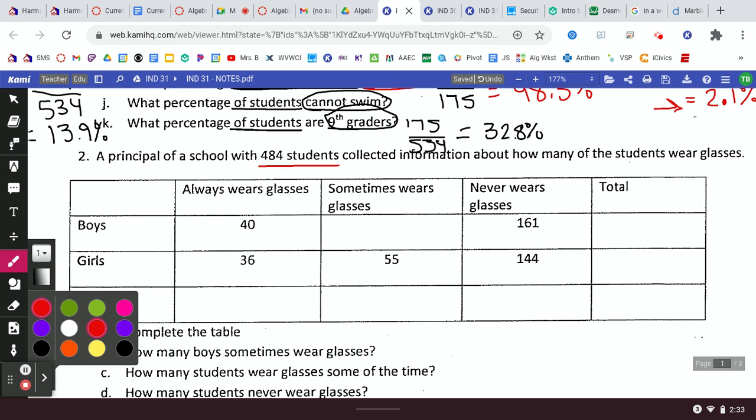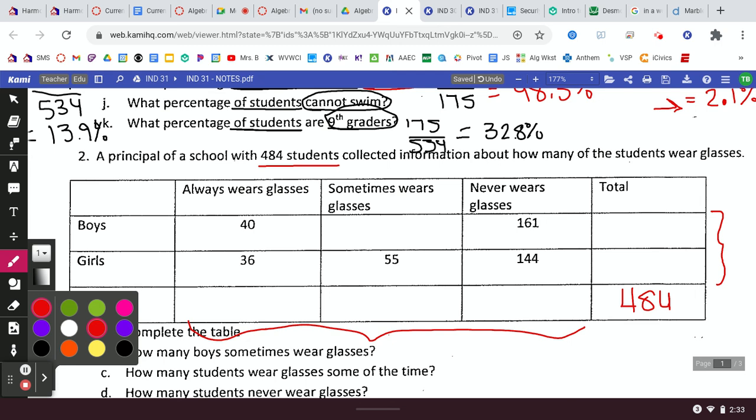Bottom right corner, right, good. So the 484 is the total amount of students in this school, okay? So our boys and girls up and down should add up to 484. And our always wears, sometimes wears, and never wears, that group along there should also add up to 484.